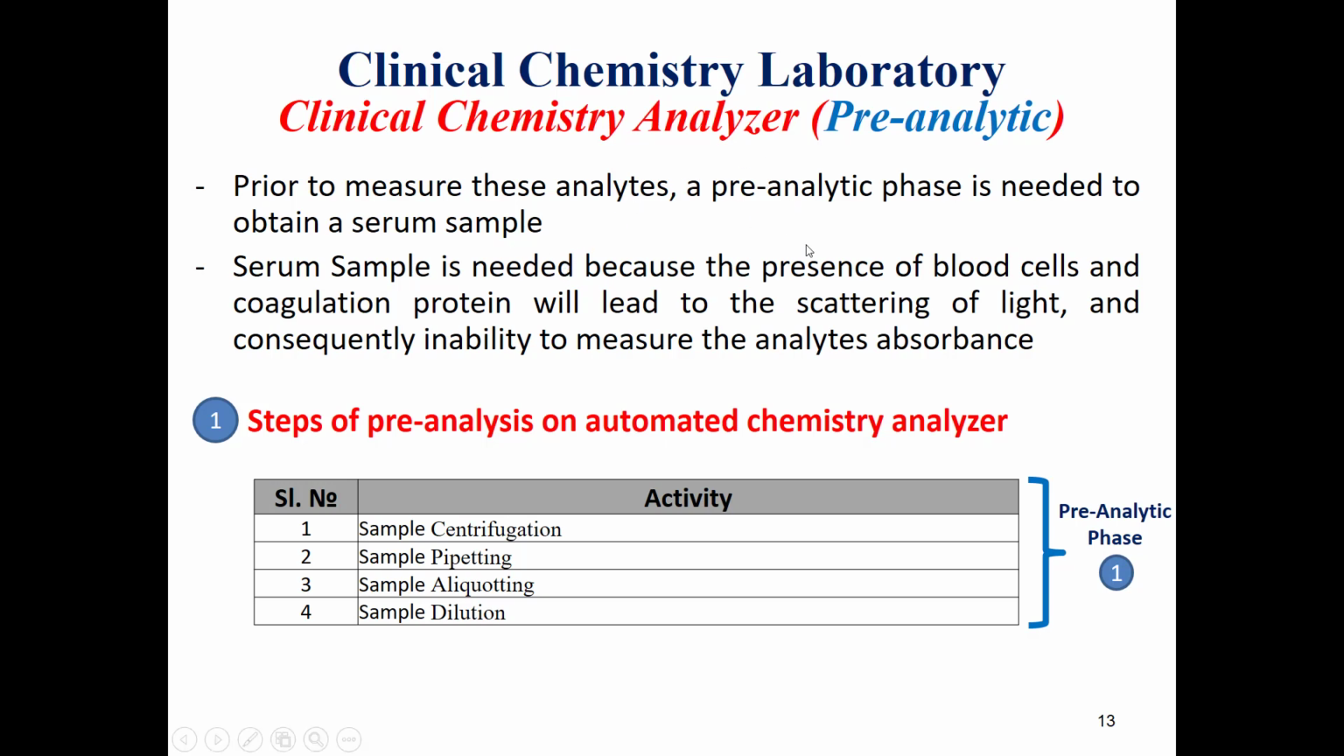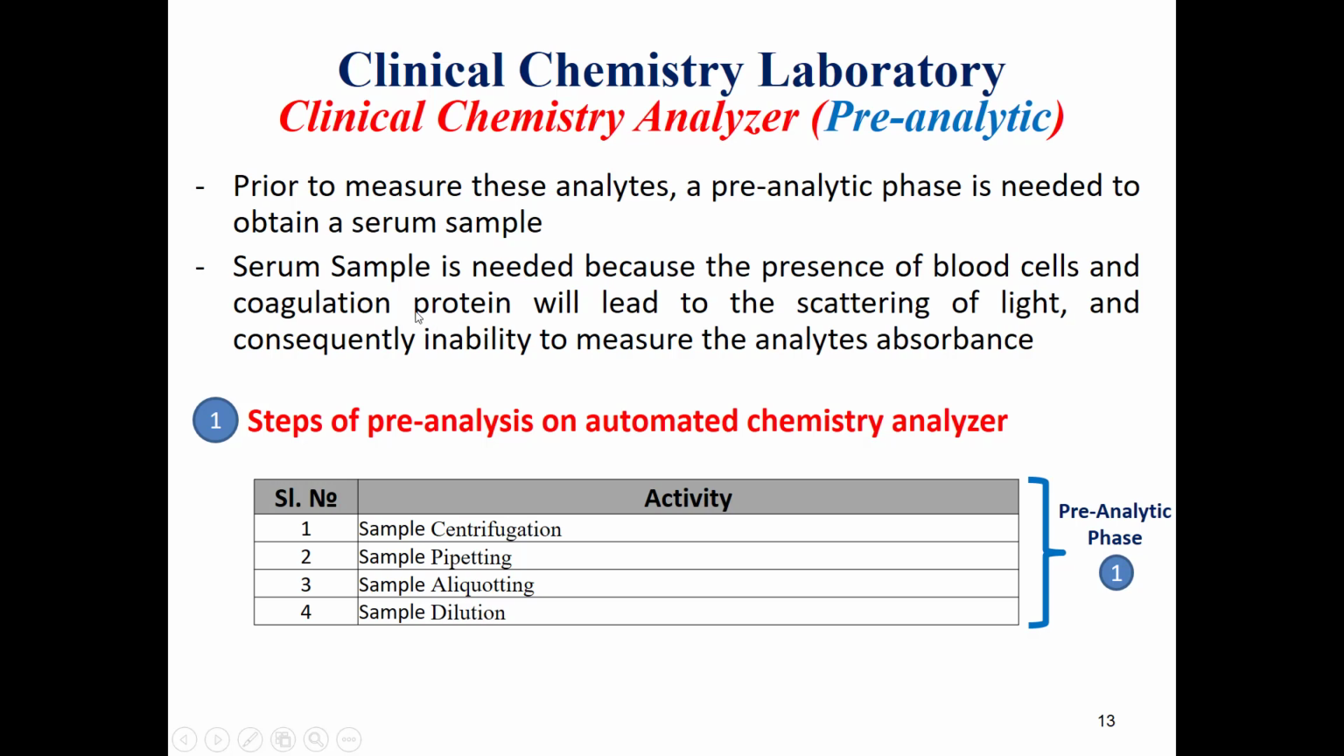As we said before, we have a pre-analytic phase. We have steps in the pre-analytic phase in order to obtain a specific type of sample which will be used in the analysis of the analytes by the clinical chemistry analyzer. This type of sample mostly will be the serum. We have only one exception, which is in the case of diabetes, when we need to measure the HbA1c, the hemoglobin A1C, which needs whole blood. So in order to obtain a serum sample, we need to follow these steps in the pre-analytic phase.